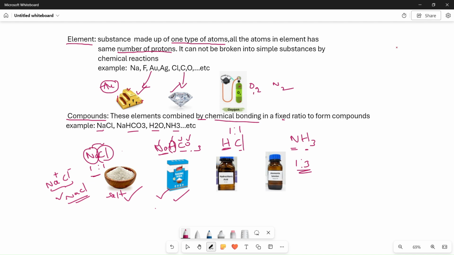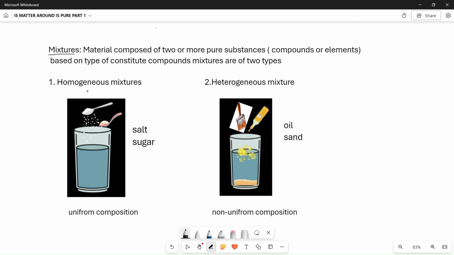Then the next concept is mixture. A material composed of two or more substances. We discussed earlier, no? Compounds and elements. When you combine two, three or four compounds or elements, the obtained material is said to be a mixture. Based on the constituent compound type, whatever compounds you are combining, mixtures are of two types. That is homogeneous mixtures and heterogeneous mixtures.